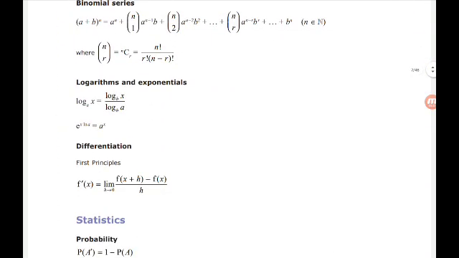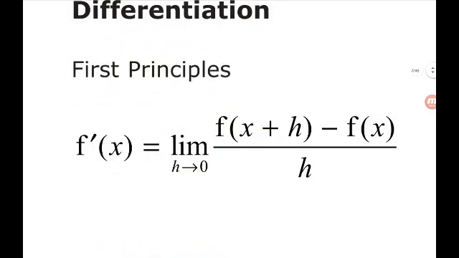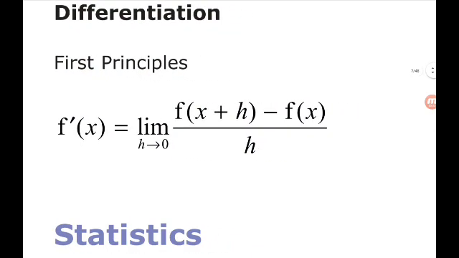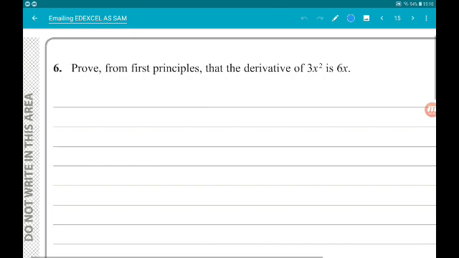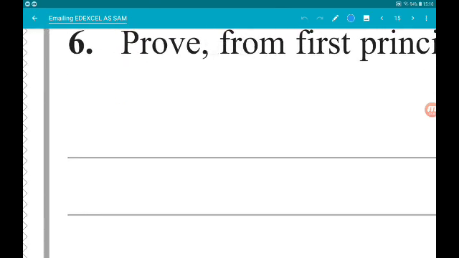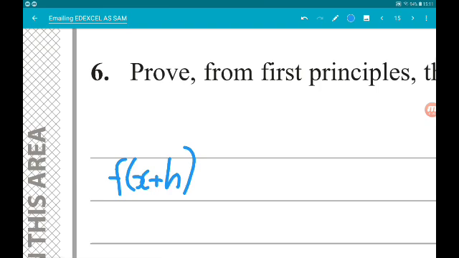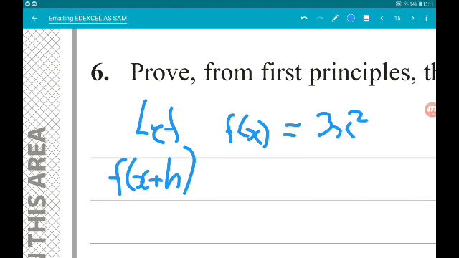So, first principles is here. So, f dash of x, the derivative of f, is the limit as h tends to 0 of f of x add h minus f of x all over h. So, what we need to do is find f of x add h. So what that means is, in our function 3x squared, I suppose we should first of all say let f of x equal 3x squared, then we can find f of x add h.